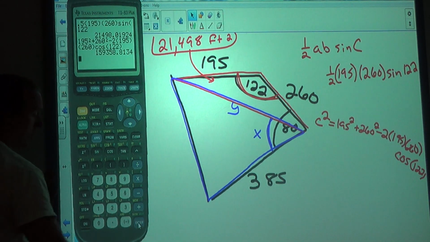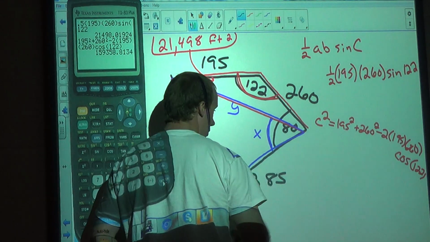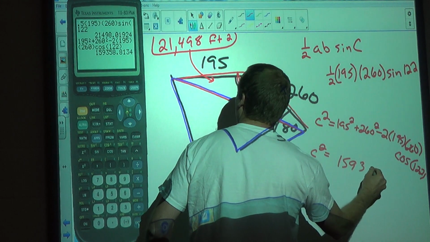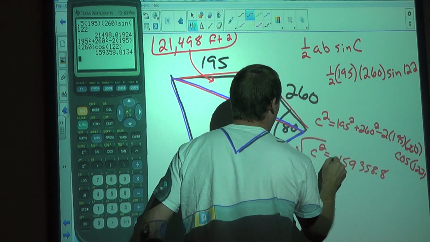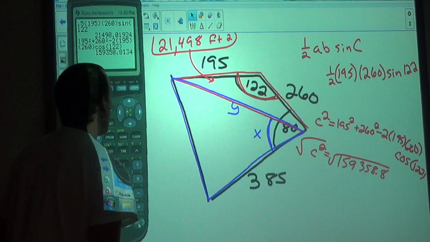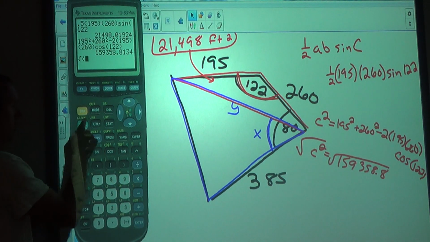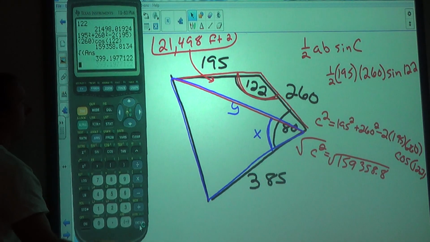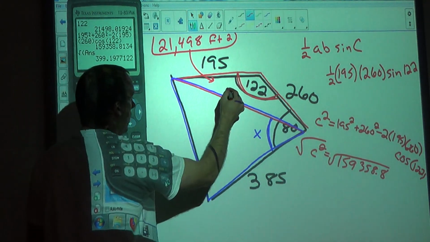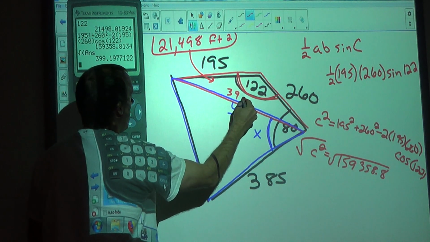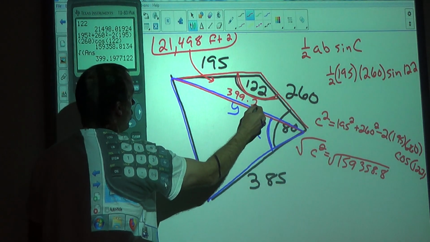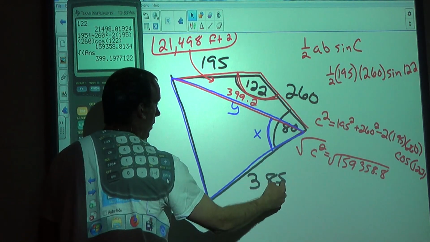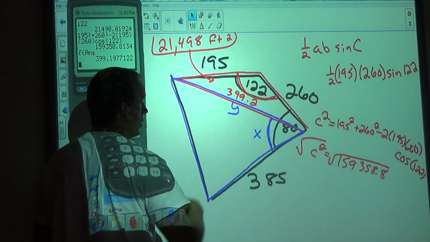Okay, and I get a monster number. So I get c squared equals 159,358.8. But what do we have to do to that number? Gotta square root it. So second square root, to save you time, just go second answer. The negative sign of that number goes directly in there. And we get 399.2. So I now know the two legs that I'm going to use. So I'm going to use 385 as one leg and 399.2 as the other leg.